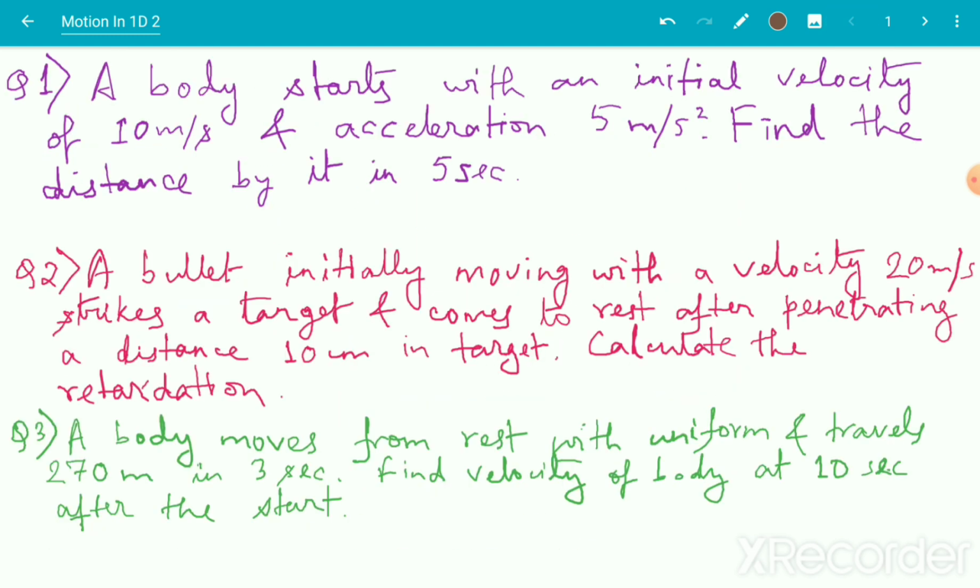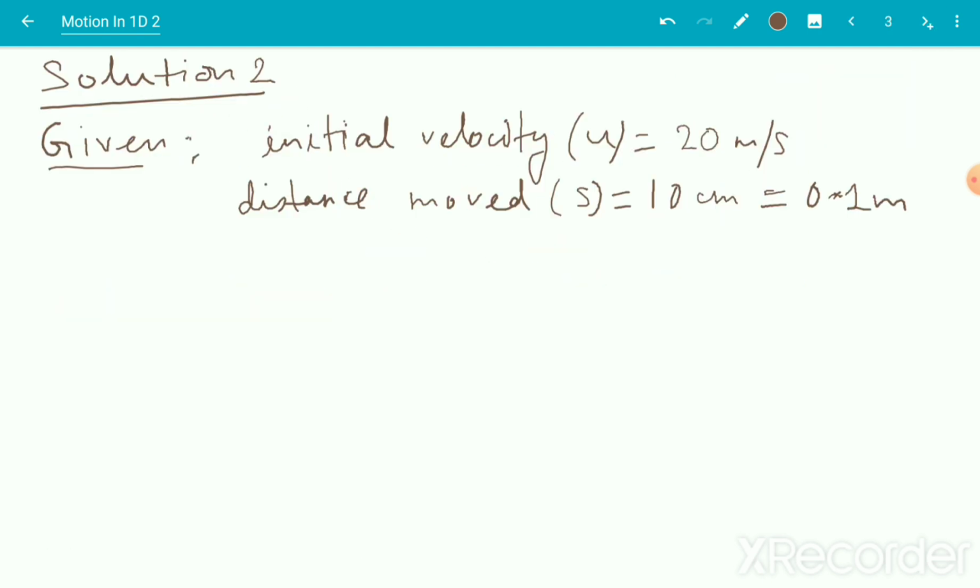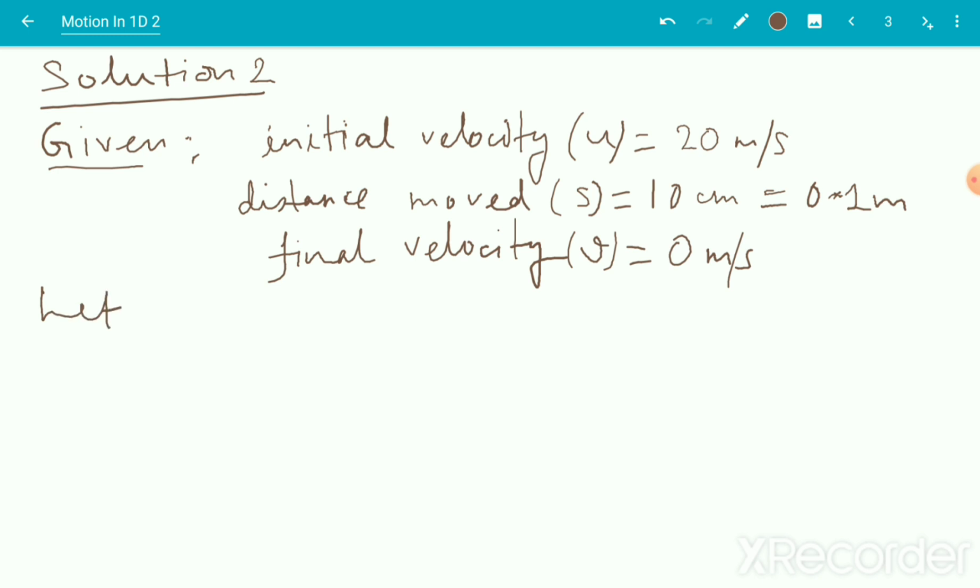Now it comes to rest. I think you have understood this phrase: it comes to rest means the final velocity will be 0 meter per second. Final velocity v will be 0 meter per second. So we need to find out the retardation. Can we use the third equation of motion, v square equals u square plus 2as? We have to find out the retardation. So let us consider acceleration a. If the acceleration turns out to be negative, then it will definitely be retardation.